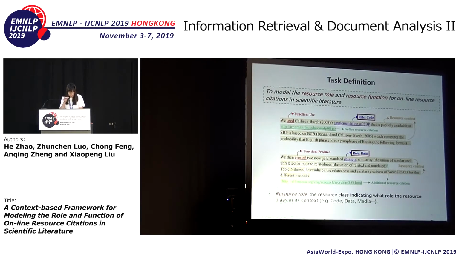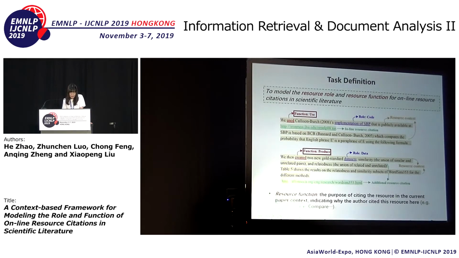Next is the resource role. Here we define it as the resource class, which indicates what role the resource plays in its context, sometimes like code, data, media, and so on. The resource function is the purpose of citing the resource in its current paper context, which indicates why the author cites the resource here, sometimes like use, produce, or compare, and so on.